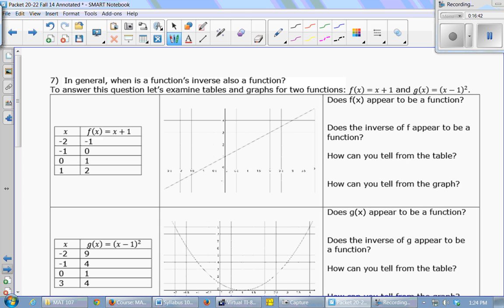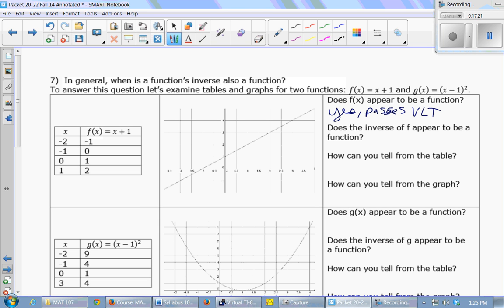So in general, let's see if we can answer when is a function's inverse also a function. Let's examine tables and graphs for a couple of different functions. We've got x plus 1 and x minus 1 squared. So here's a table for f of x equals x plus 1. This is definitely a function, right? It passes the vertical line test. That's how you can tell if the graph of a relation is a function.